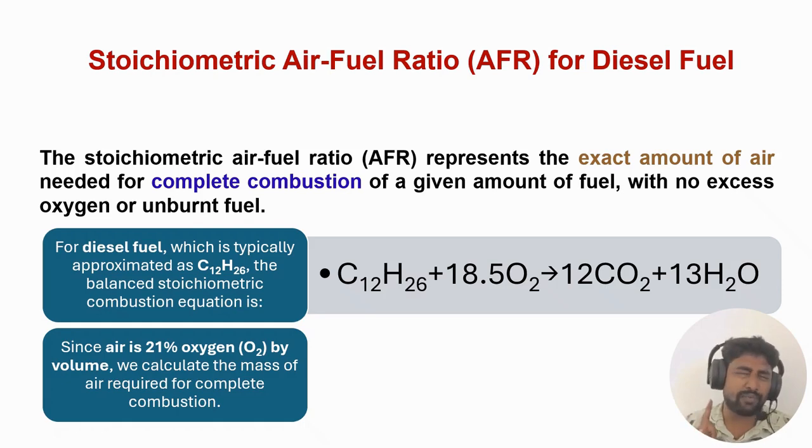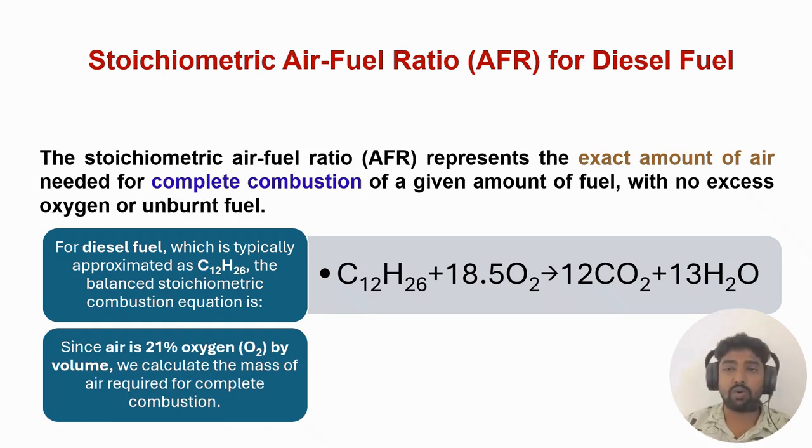So this 14.5 to 1 tells us that 1 kg of fuel requires 14.5 kg of air. This means for complete combustion of diesel, it takes about 14.5 kilograms of air to burn 1 kilogram of diesel fuel. This precise ratio comes from the balanced chemical equation of combustion.